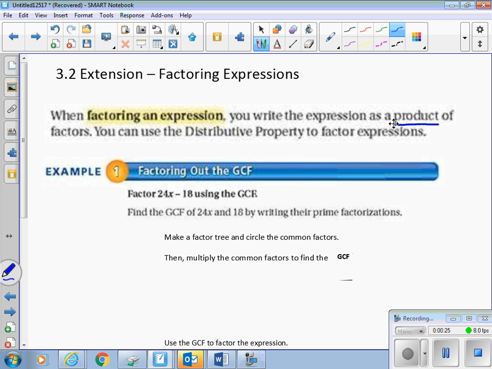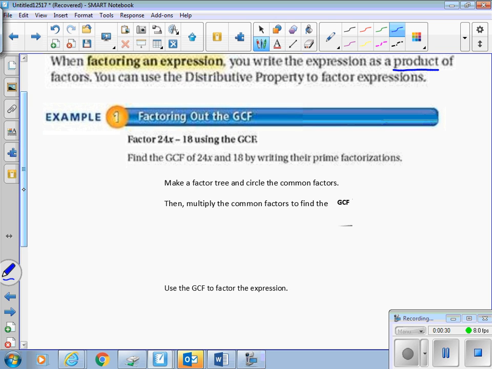So I like to factor out expressions a little bit different than the way that they have it set up here. Well, for the first part, factoring out the GCF. There are different ways of finding the GCF. One way would be to make a factor tree and circle the common factors and then multiply the common factors to find the GCF. Or we could use something that we call the ladder method. So we're going to start with the factor tree, and I'll show you the ladder method as well, and then I'll show you what to do with the GCF and how to factor it out of the expression.